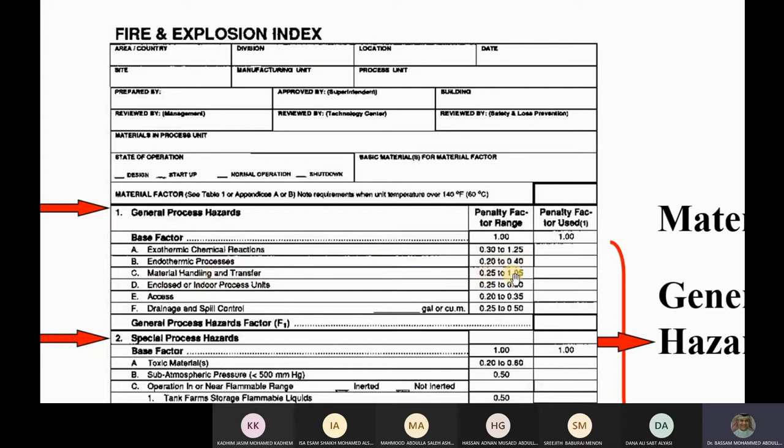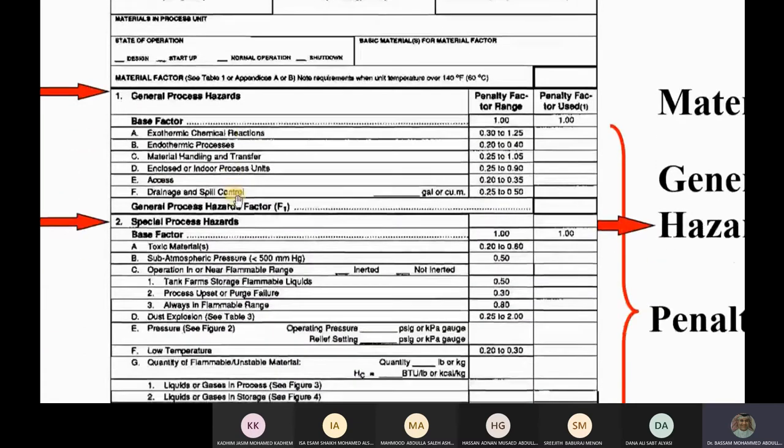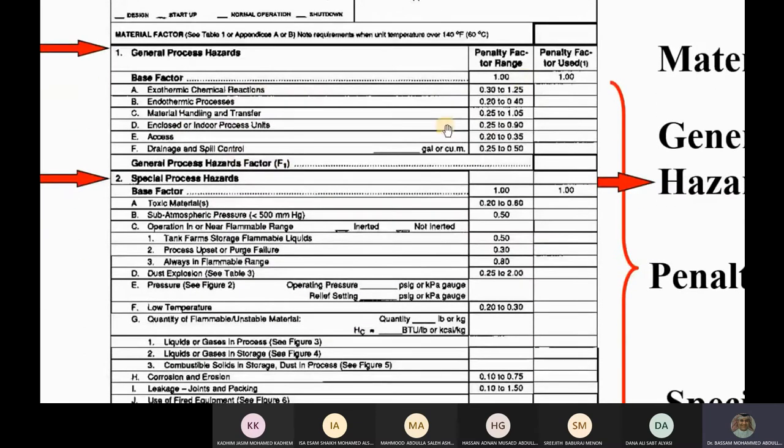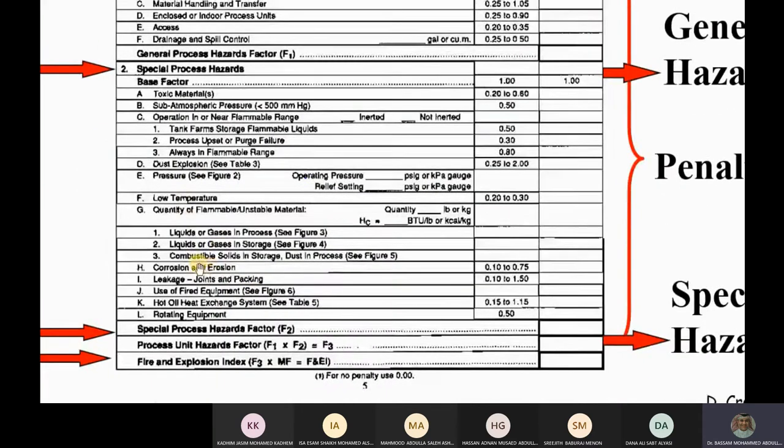Material handling and transfer, you're going to have less. If you don't have good material handling, you're going to put 1. And you see that you can add penalties here depending on what you have. So this is the range, and these are the factors used here. A special process hazard, so if it is toxic, you're going to add some penalty. Then, of course, depending on which pressure range, what flammable region, what is the operating pressure, and if you have relief setting for that.